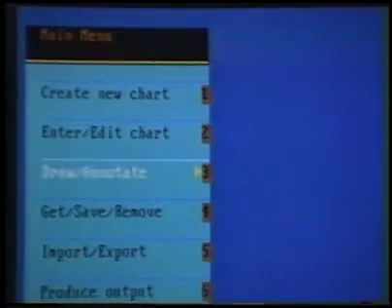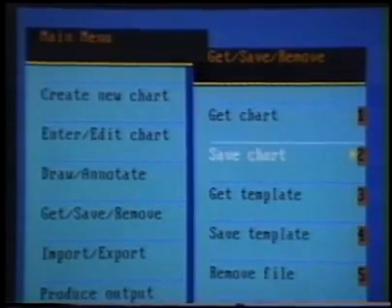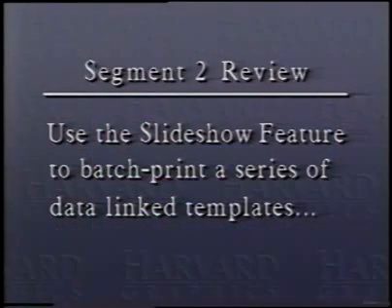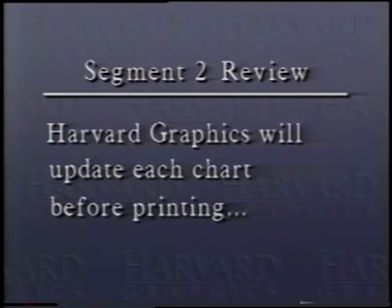The next time you want to retrieve your chart, simply call up your data link template and Harvard Graphics will automatically read your Lotus worksheet and build the chart with your latest data. Use the slideshow feature to batch print a series of data link templates. Again, Harvard Graphics will update each chart before printing it. All you have to do is select the print option.